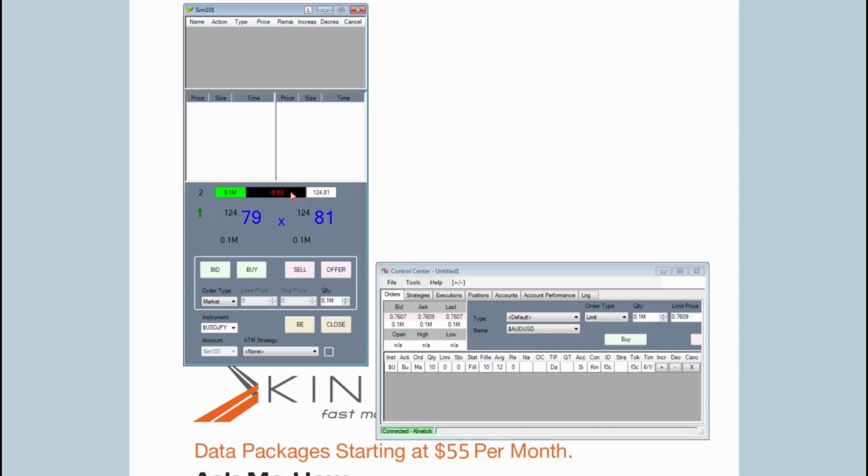So you've got your choice. You can look at it in terms of pips or percent or currency, and you can flip back and forth very quickly with just a left click of the mouse.